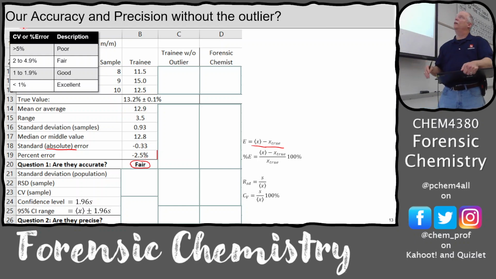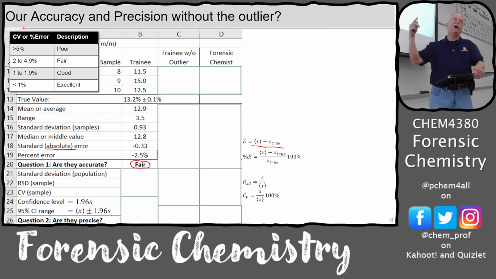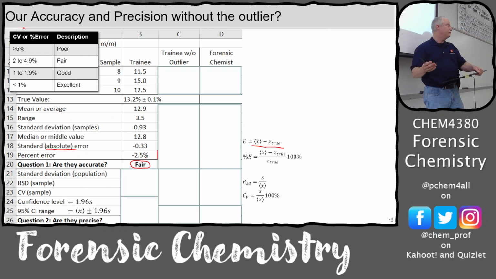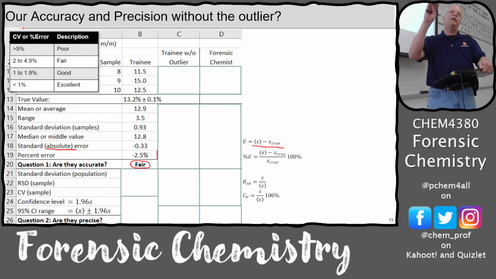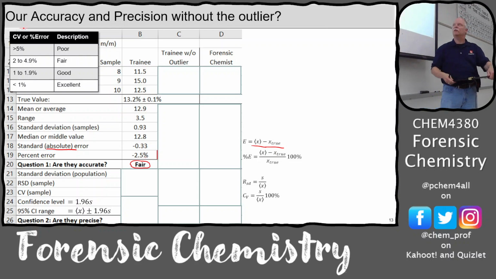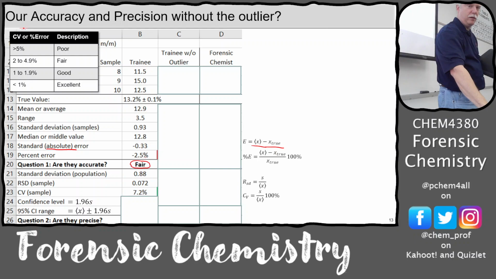So this one is between 2 and 5. So it's fairly accurate. It's within 5%. Okay. It's not as good as 2%, not as good as 1%, but it's within 5%. So I would call that fair. If it's off by more than 5%, I would say that's poor accuracy. Okay. You missed the value by 5% or more. So I'm going to call that fair.